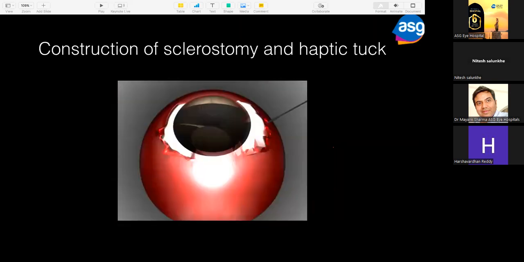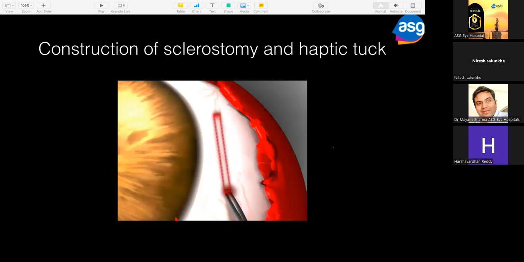Then the sclerotomies have to be again 180 degrees apart. It has to be a straight scleral incision. I use a 25 gauge vitrectomy system, so I use a 24 gauge needle to make this sclerotomy. This will be right next to your scleral pocket, and it is basically to exteriorize your haptics. Once you've done that, you just tuck it into the scleral pocket. I have a better video. I'll show you that, you'll understand better.